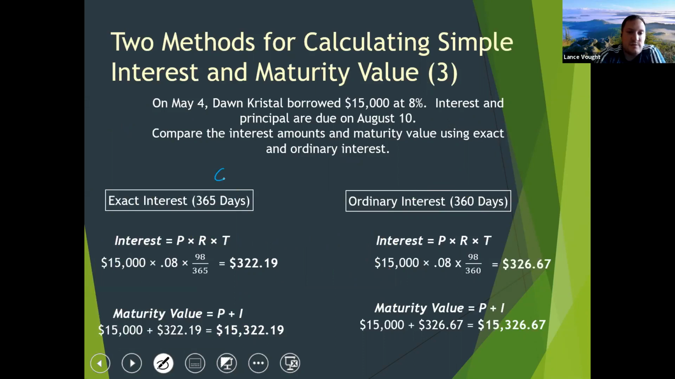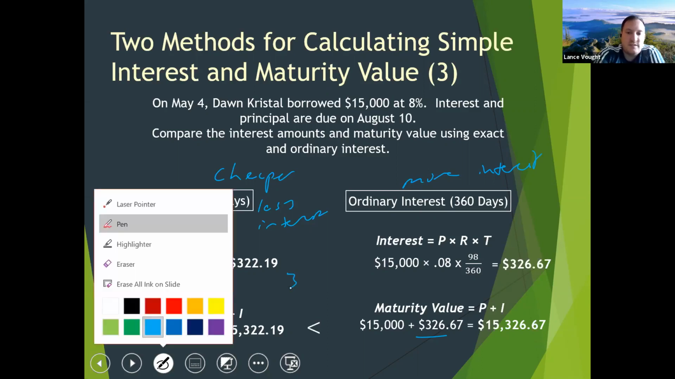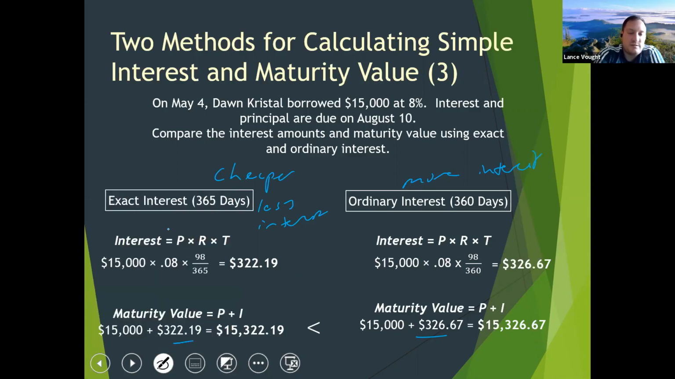And so we see from this that this is cheaper, less interest, more interest. Not by a lot, but it can add up if you get a big, big borrowing. So the difference is what, like $3 and $4.48. So you pay an extra $4.48 in interest with this one. Any questions about that?